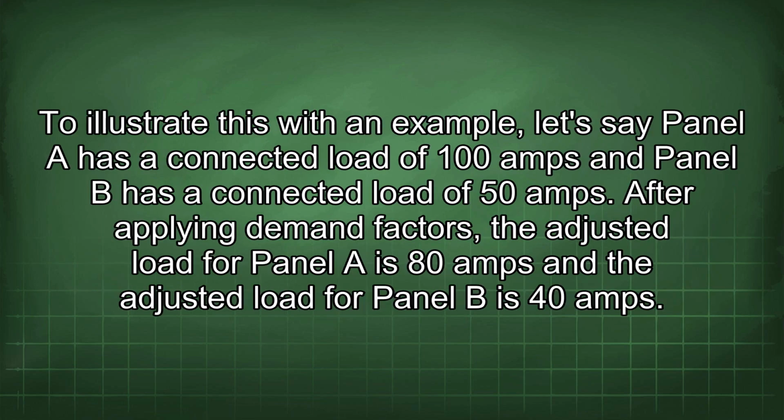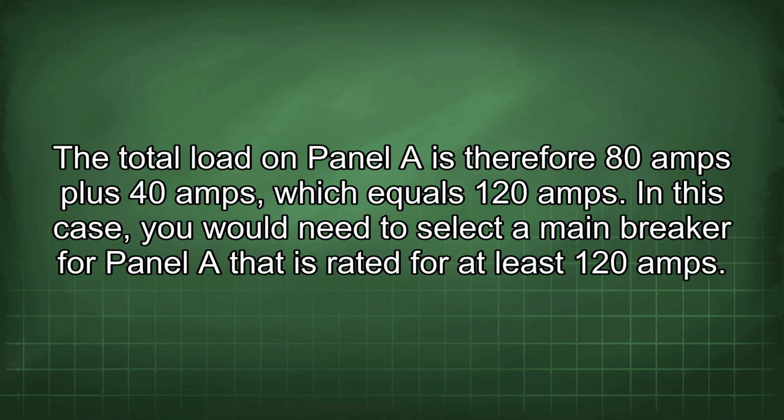To illustrate this with an example, let's say panel A has a connected load of 100 amps and panel B has a connected load of 50 amps. After applying demand factors, the adjusted load for panel A is 80 amps and the adjusted load for panel B is 40 amps. The total load on panel A is therefore 80 amps plus 40 amps, which equals 120 amps.